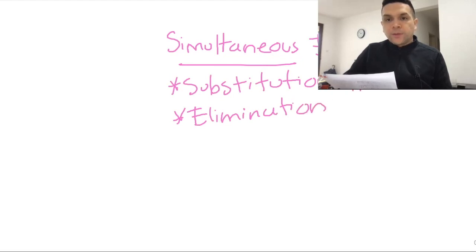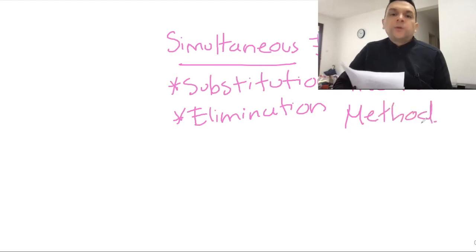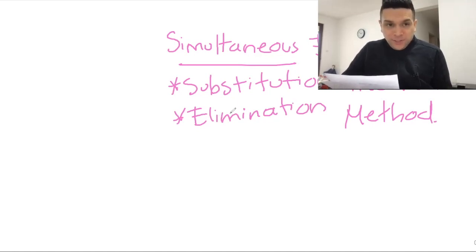I guess I should write method. Okay, elimination and substitution. So with substitution, you're going to isolate one of the variables, and then take that new expression and plug it in the second equation. Okay. With elimination, as the name says, you're going to eliminate one of the variables.